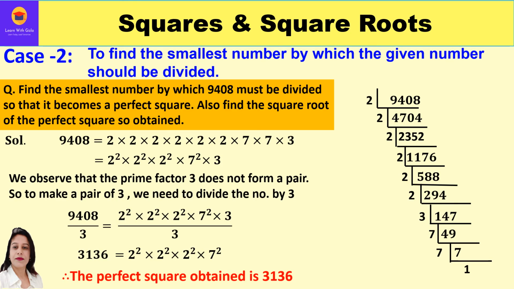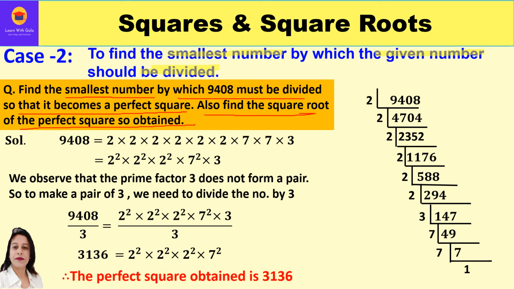Now let us take the second case where we have to find the smallest number by which the given number should be divided to get a perfect square number. So in this case also we are going to use the prime factorization method. So let's start with the question. Find out the smallest number by which 9408 must be divided so that it becomes a perfect square number. Also find the square root of the perfect square so obtained.